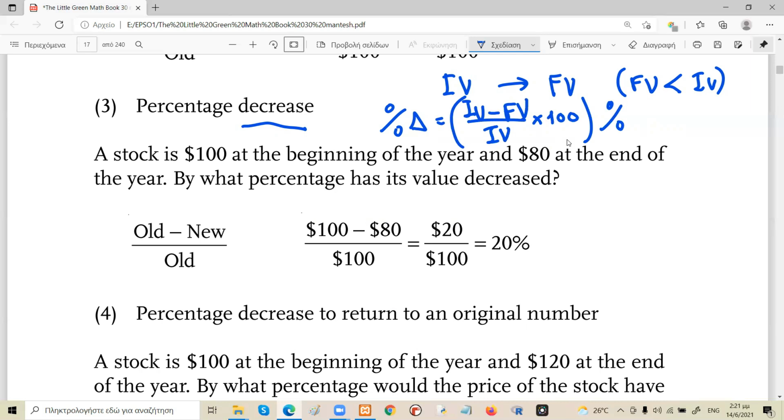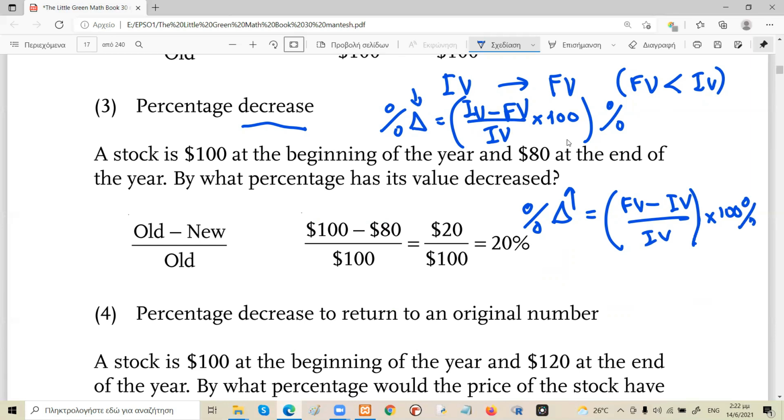Now, be careful here because when we had an increase, we had the future value, or final value, minus the initial value, over the initial value, times 100%. But here, where we have a percentage decrease, we have this formula. Why do we do that? Imagine that you go from 100 to 130. You have an increase of 30%, and the answer here will be that we have an increase of 30%.